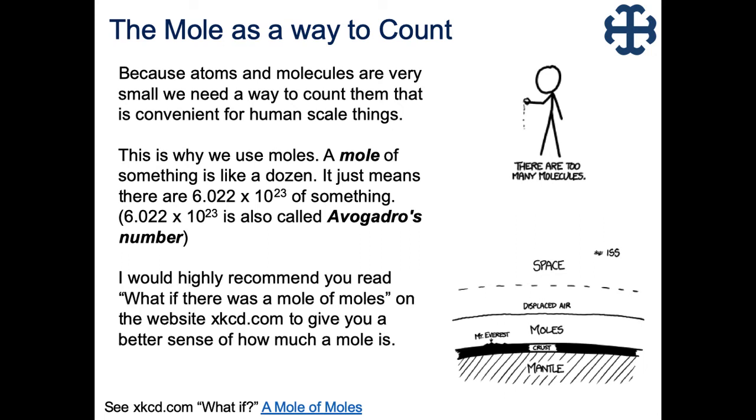As a side note, I would highly recommend that you read "What would happen if you had a mole of moles," a mole, the counting number, and then a mole, the animal, on the website XKCD. I put a link down here, so if you click that on the slides, it gives you a really good sense of how much a mole really is. Just as a preview, this is the Earth with our mantle and crust. If we had a mole of moles, that's Mount Everest, and we would have approximately 40 miles of moles covering the surface of Earth, which is a lot, obviously.